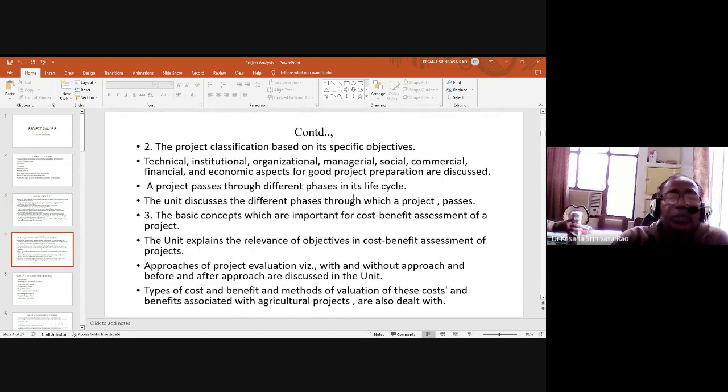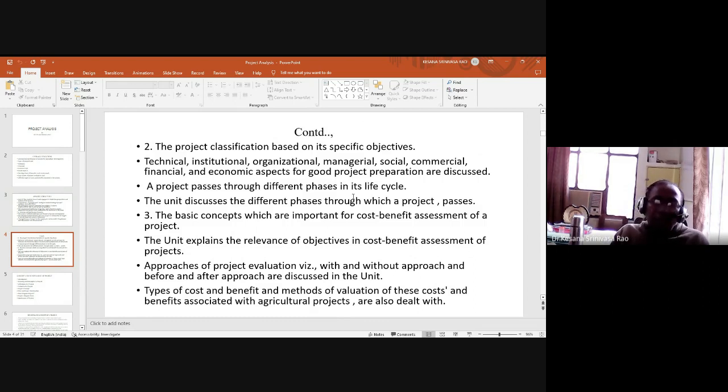Then secondly, the project classification based on its specific objectives. This is the most important. Okay, what are the objectives which you are framing to achieve any type of project, how that problem is going to be classified. That classification will basically depend upon your specific objectives. Broad objective is one. Suppose you want to achieve good results, that is your broad objective, in any aspect.